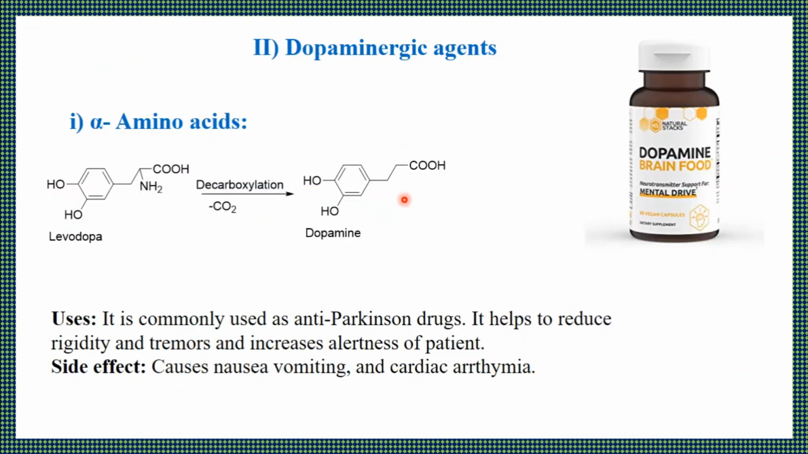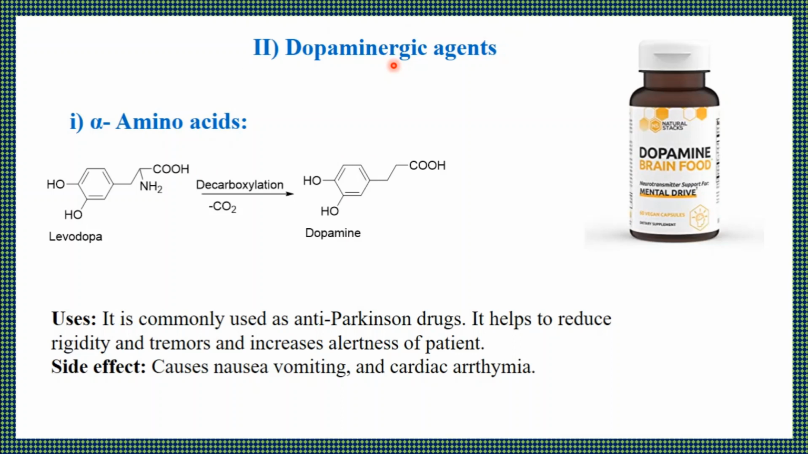The next class of anti-Parkinsonism drug is the dopaminergic agent. Under this dopaminergic agent class is the alpha amino acid, and the example is dopamine. Dopamine belongs to this alpha amino acid class of compounds. So let's see what a dopaminergic agent is.